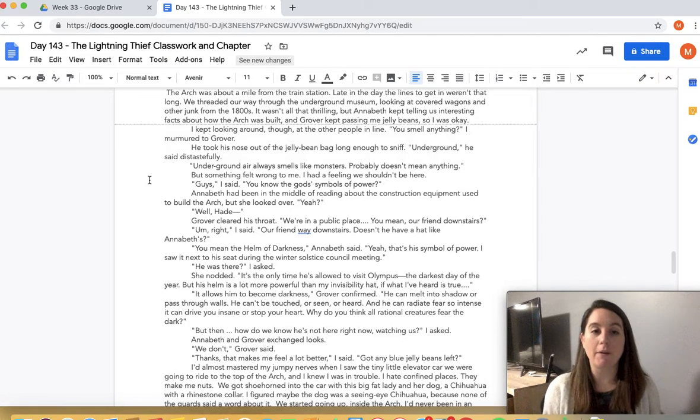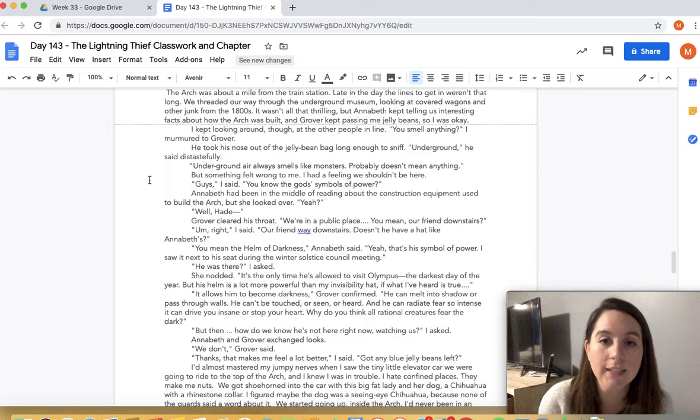The arch was about a mile from the train station. Late in the day, the lines to get in weren't that long. We threaded our way through the underground museum, looking at covered wagons and other junk from the 1800s. It wasn't all that thrilling, but Annabeth kept telling us interesting facts about how the arch was built, and Grover kept passing me jelly beans, so I was okay. I kept looking, though, at other people in line.